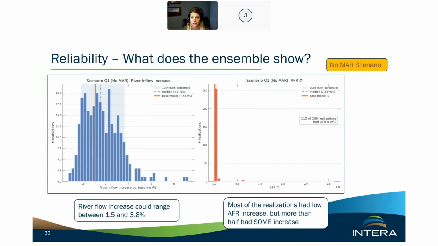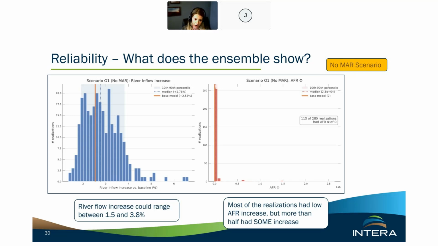So I'm showing a histogram from the entire ensemble. We can see the river inflow increase as a percentage relative to baseline, showing that base model, that 2.5% for the non-MAR scenario, in the orange line, and then the median value with a dashed blue line. And we've got the 10th to 90th percentile shown with that light blue box. What we're seeing is that in the 10th to 90th percentile, river inflow increase could range between 1.5 and 3.8%. So still pretty low, pretty close to that base model, even though our base model is on the lower end, a little bit less than the median, but pretty reliable when it comes to the river flux objective.